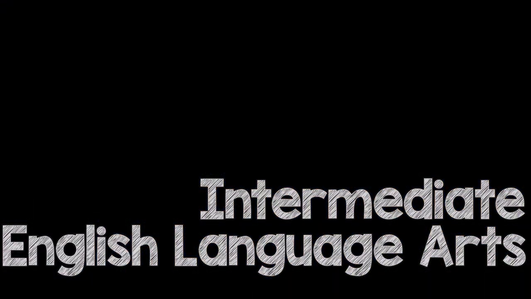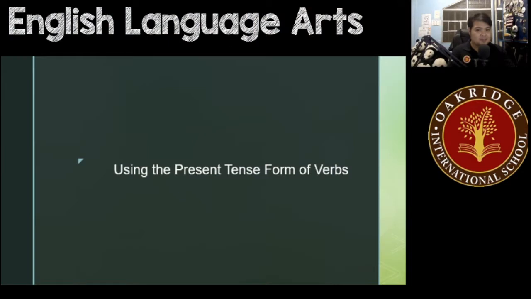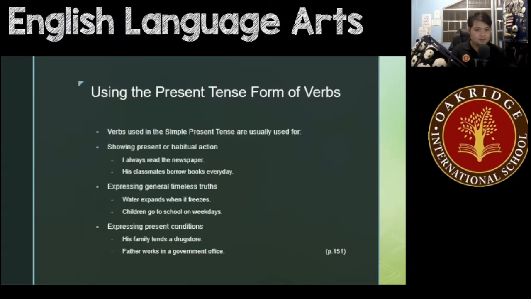Hi guys, and welcome to English Language Arts Grade 4. Our topic for today would be using the present tense form of verbs, right? So, we discussed before different kinds of verbs, and one of the common kinds of verbs would be the verbs that are in the simple present tense or the S form, okay? So here are the different ways of using the simple present tense.